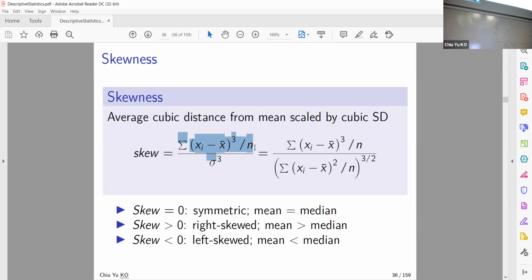So the denominator is not necessary. The numerator is the key. The denominator is just a way to avoid your skewness being expanded a lot because the data varies so much. Otherwise it's just a simple measure.